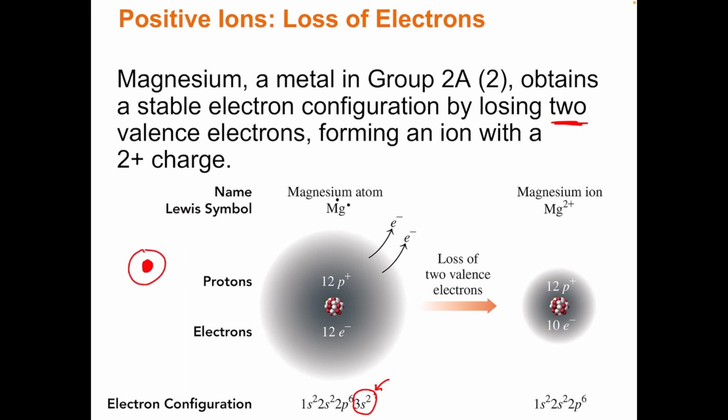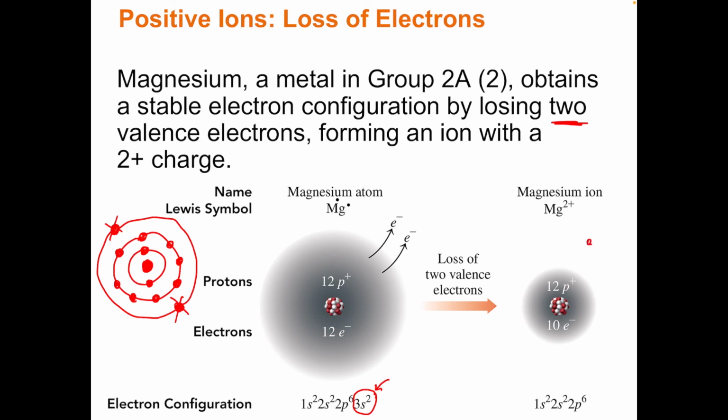So we have our nucleus, we have 3 energy levels, and this is going to look very similar to sodium, right? So we have 2 electrons in the 1s, we have 2 electrons in the 2s, 6 electrons in the 2p, and then we have 2 electrons in that 3s orbital. Okay, so now it's going to lose both of these valence electrons in order to get that second energy level to be its outermost energy level.